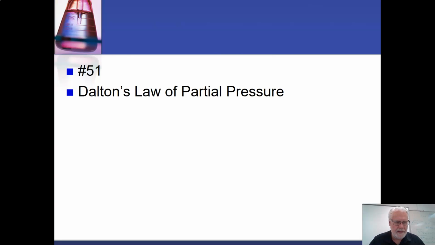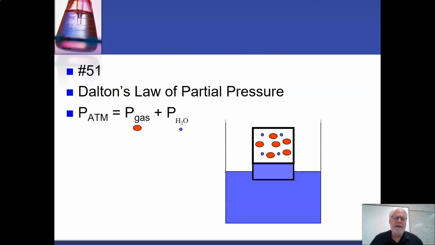Number 51 is Dalton's law of partial pressure. Okay, this is going to require another diagram here. So go ahead and take a little time. If you got a colored pencil or a pen, you might want to color code the blue dots and the red ovals there. So we'll see you back when you're done with this diagram.